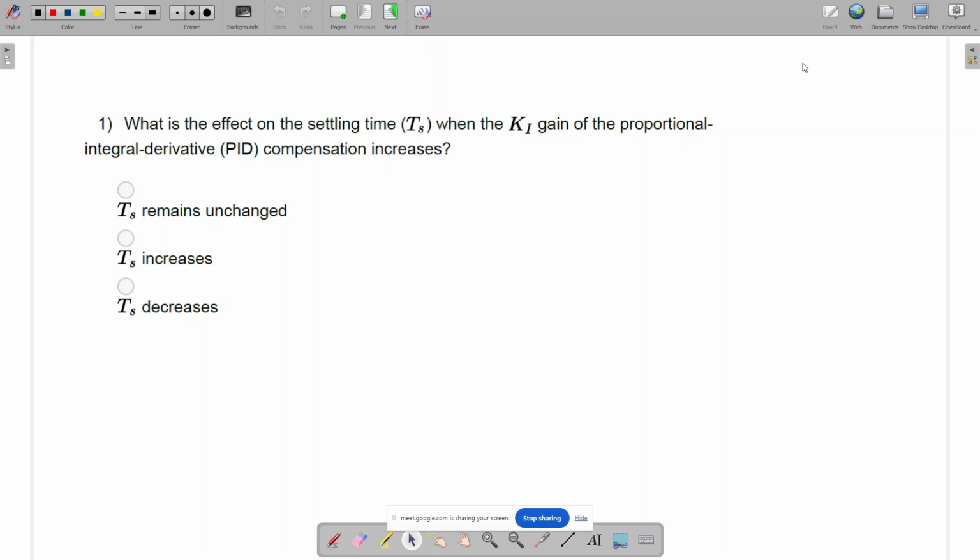So today's session, I will discuss questions related to week 7. This will help you in solving the week 7 assignment questions. I'll go one by one.